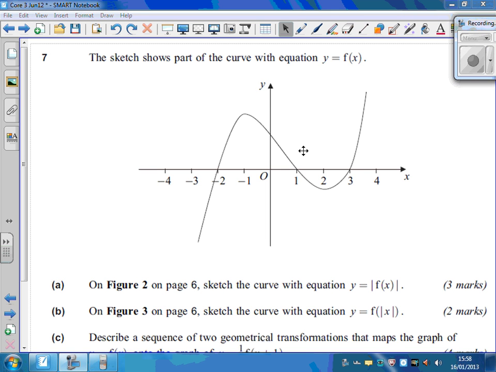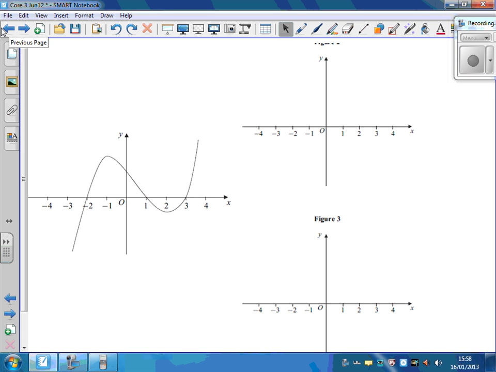June 2012 Core 3 question 4. We've now got our modulus and transformations question. We're being asked to find out, first of all, a standard one, the modulus of f of x. And so this is the one I'm going to try and draw on the top graph here, the modulus of f of x.